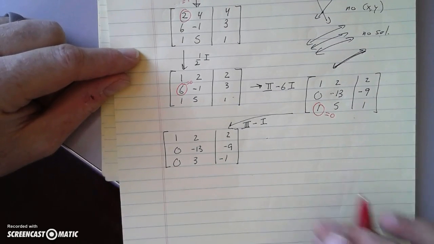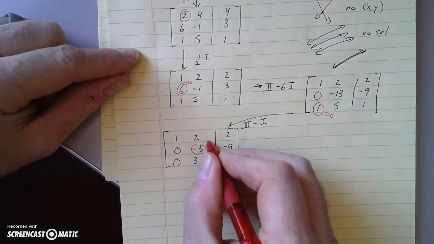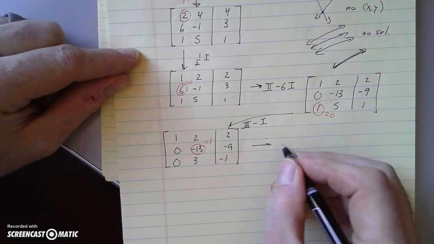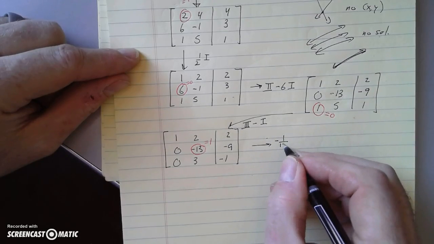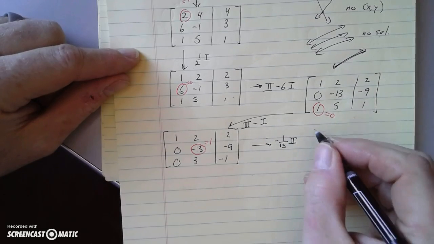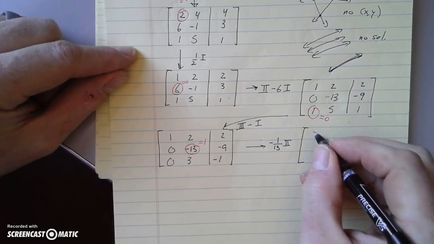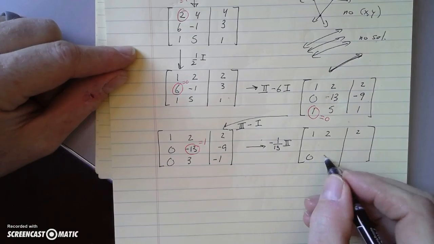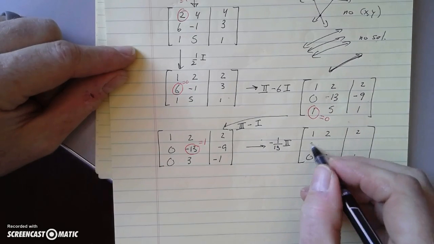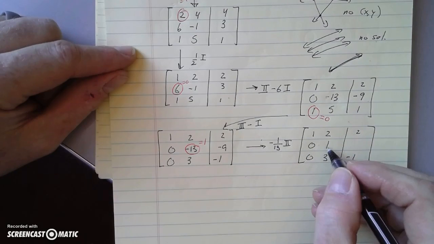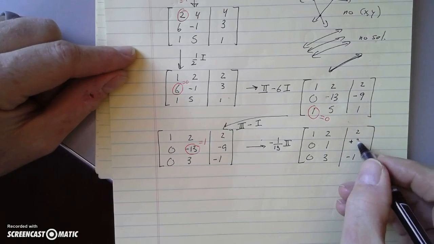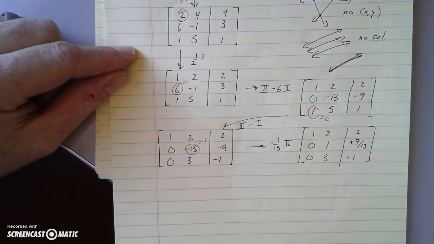Our next goal is to make this equal to 1. So we'll do that by taking negative 1/13 of row 2. So row 1 doesn't change. Row 3 doesn't change, and row 2 has a 1 there, and then a positive 9/13.